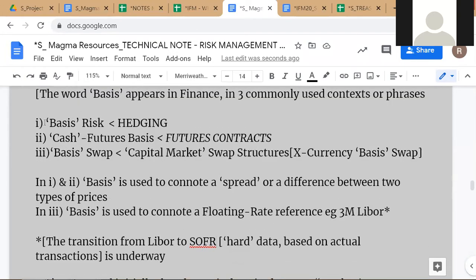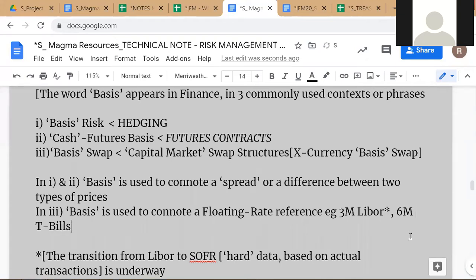You will notice that 1 and 2 are similar. The use of the word basis is similar in 1 and 2. But in 3, the word basis is being used in a very different way. It is not being used to connote a spread position, a spread value. It is actually being used to refer to a direct floating rate reference. So, for instance, 3-month LIBOR, 6-month, M is for month, 6-month T-bills, etc.